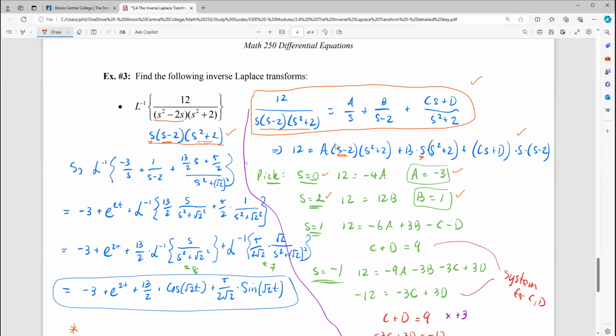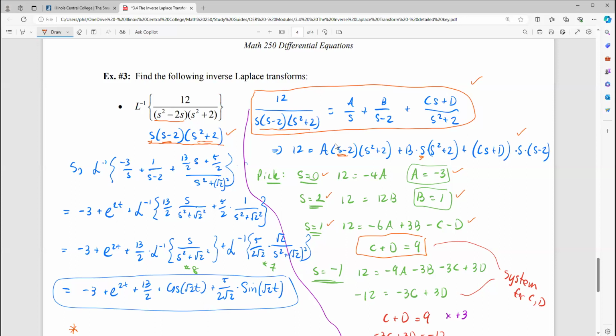So what I do then is I'm just going to pick the next easiest numbers I can think of that I haven't already used. In this case, I've already used 0, so let's use 1. If S equals 1, I can plug that in and come up with an equation involving the 2 unknown coefficients, C and D. So we have an equation for C and D.